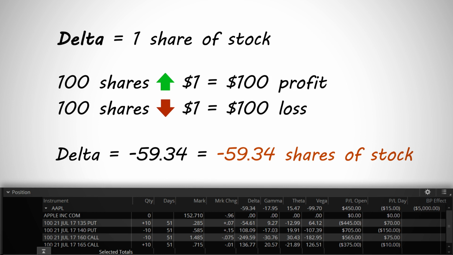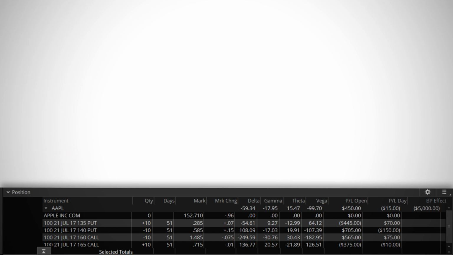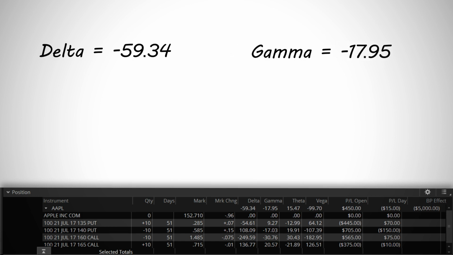A position like this mainly makes its profit from taking advantage of volatility and time decay and has limited effect from stock price movement. We're going to learn more about that later, but for now, just make sure you understand the delta and how it can affect a position. Of course, as we talked about before, this delta position can change, and that's represented by gamma. Our Apple position has a delta of negative 59.34 and a gamma of negative 17.95.